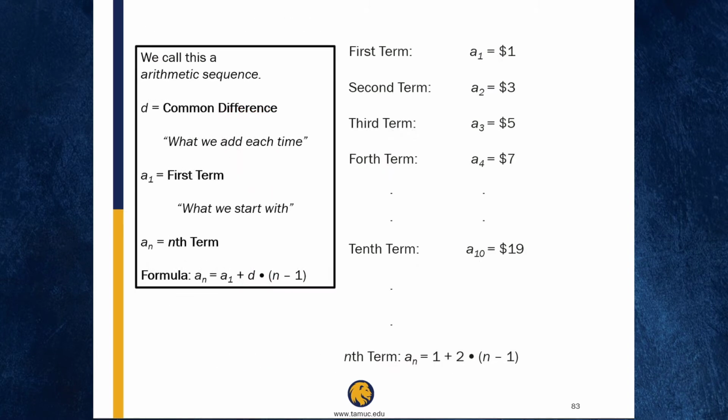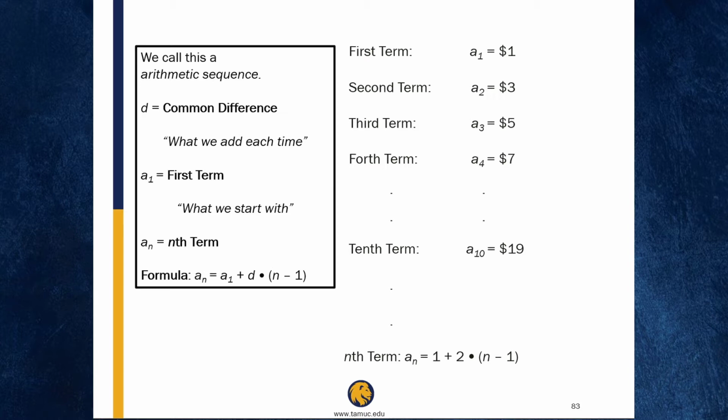So what we call this is an arithmetic sequence, where the same number is being added in each time. So for instance, the first one was $1, then $3, then $5, $7, all the way up to say 19, but a general formula for the nth term, we call it, is a sub n equals 1 plus 2 times n minus 1.